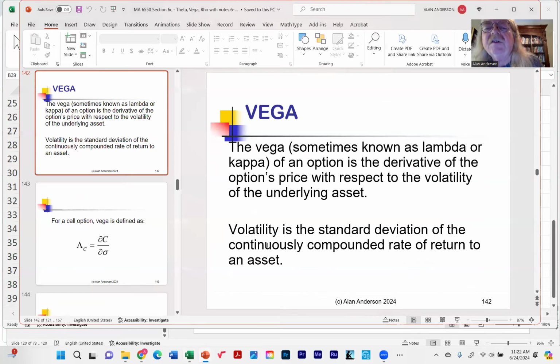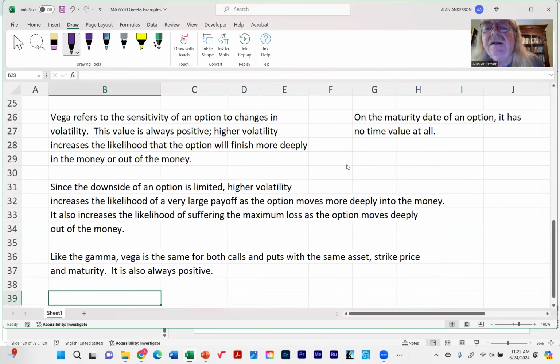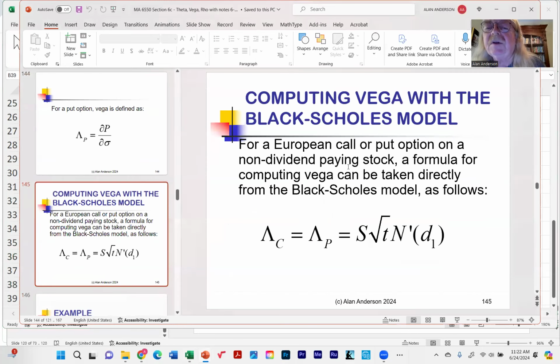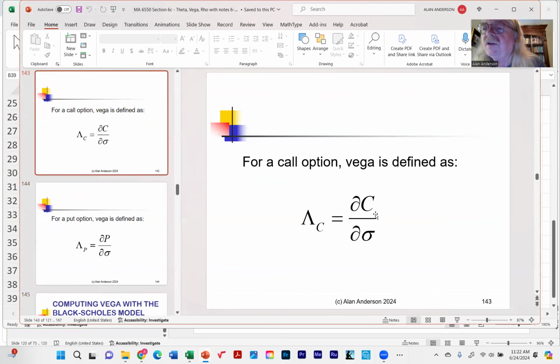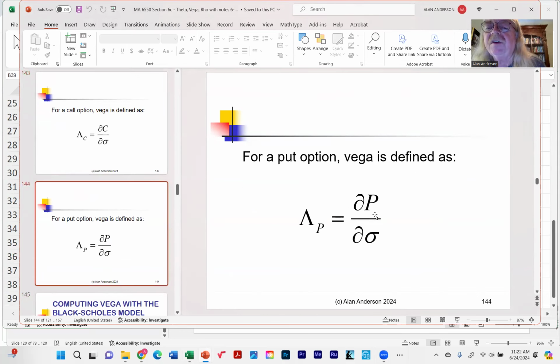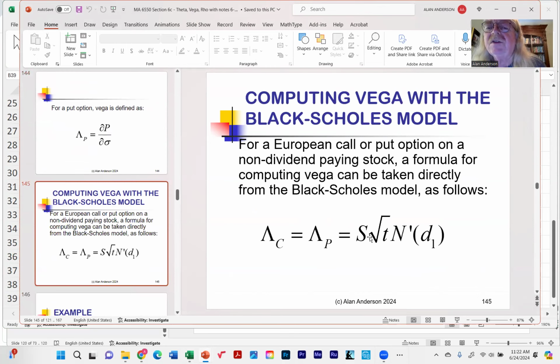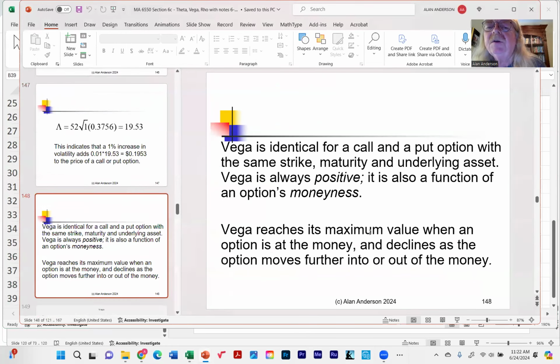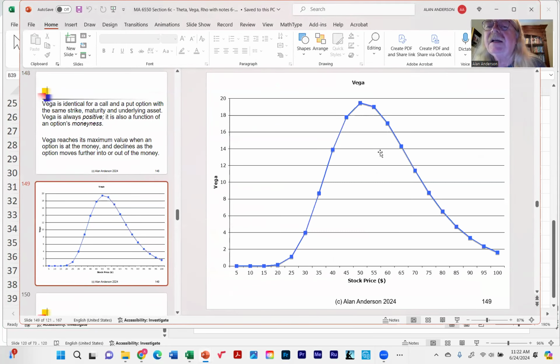In fact, I'll show you the graph. You'll see that it looks similar. By the way, these are, of course, all partial derivatives, and you'll see the formulas as you go through here. The graph for Vega looks a lot like gamma, except for the magnitude. The gammas are really small, like fractions. The Vegas are quite large, as you can see, but the shape is very similar.